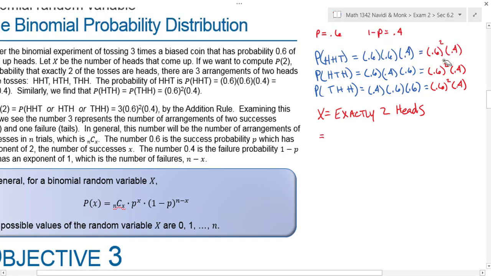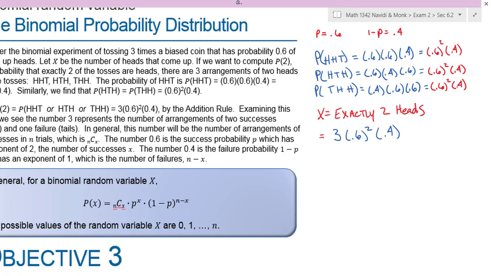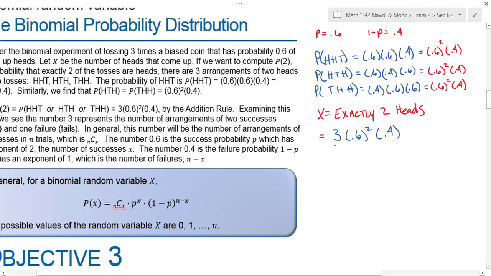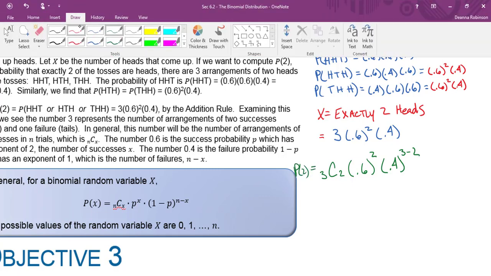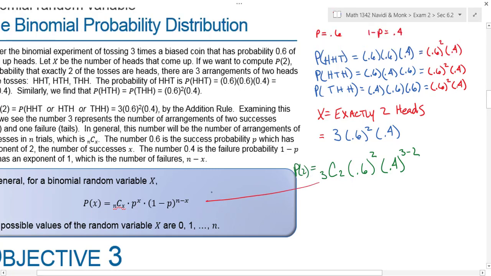So when I add these together, these are all the same, so I've got 1, 2, 3 of them. That's going to give me 3 times the probability of success raised to the second times the probability of failure, which is 0.4. To generalize what just happened here, order doesn't matter with these probabilities. So this 3 actually ends up being 3 choose 2 times 0.6 raised to the 2 times 0.4 raised to the 3 minus 2. In general, the rule is this.